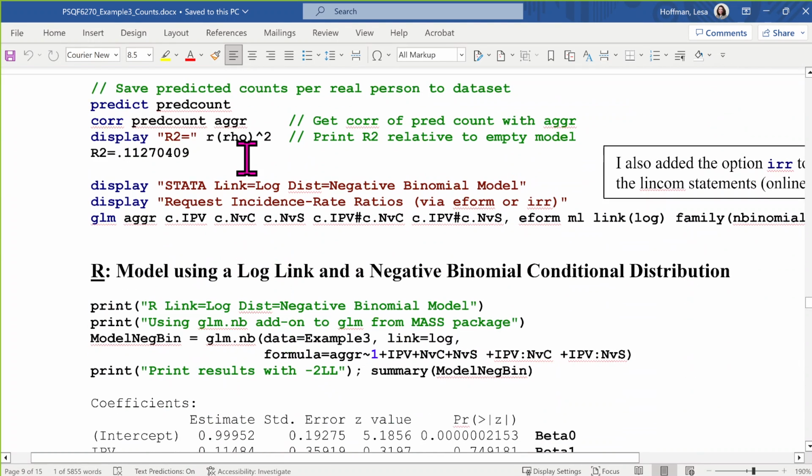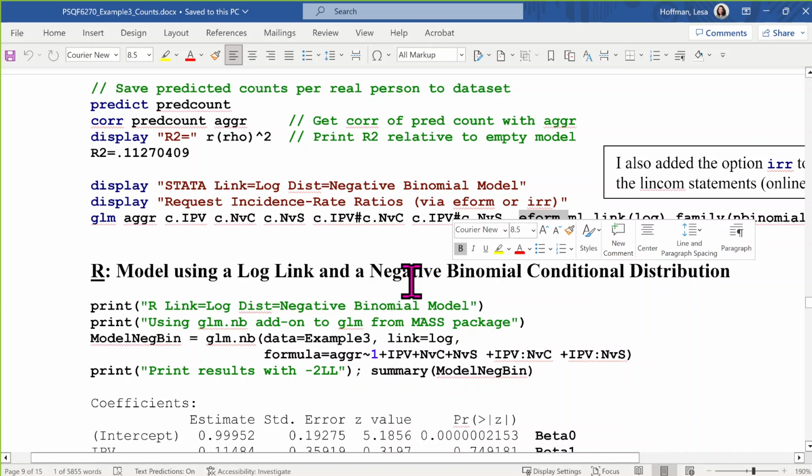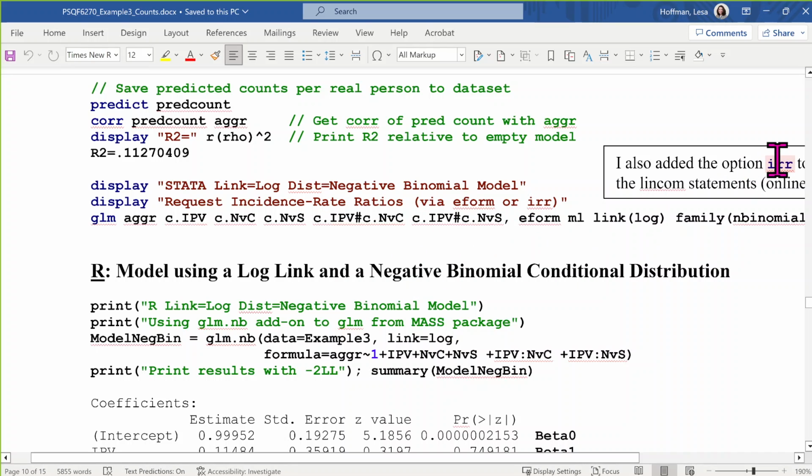Last piece here in terms of effect size, I'm going about this two ways. One is that I'm going to ask for incident rate ratios, that's what it's called, which are the equivalent of odds ratios from this model. I can do that by adding eform and then IRR inside this corresponding lincoms. The other thing I'm going to do is get myself an R-square.